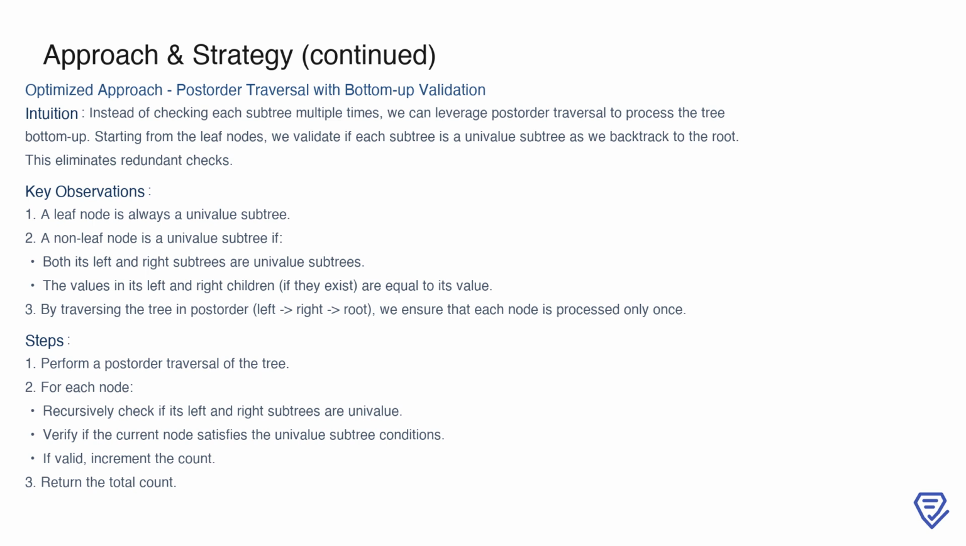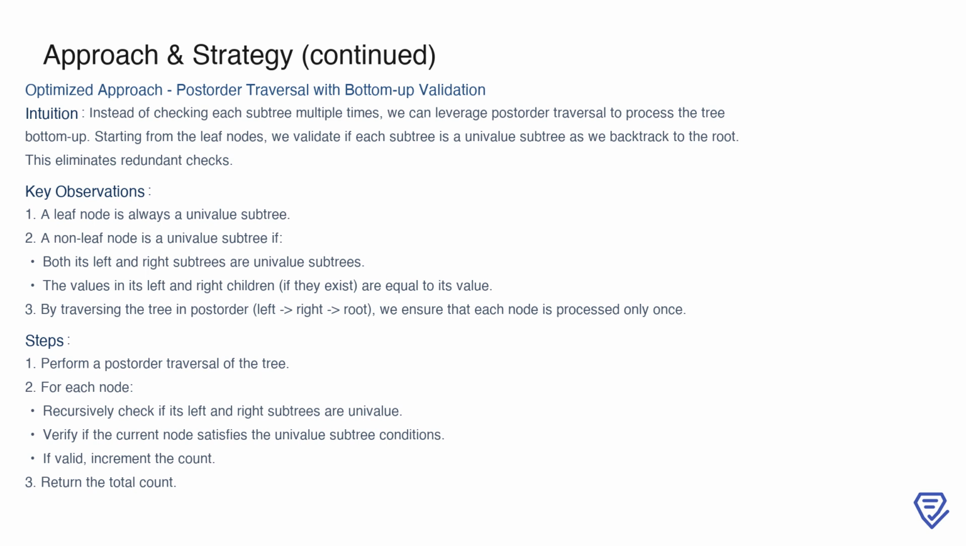The key insight here is to validate whether a subtree is univalue as we backtrack from the leaf nodes up to the root. For instance, a leaf node is inherently a univalue subtree since it has no children. For non-leaf nodes, we check two conditions. First, whether both the left and right subtrees are univalue. Second, whether their values, if they exist, match the current node's value.